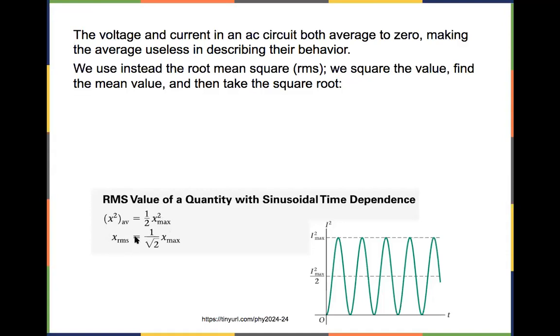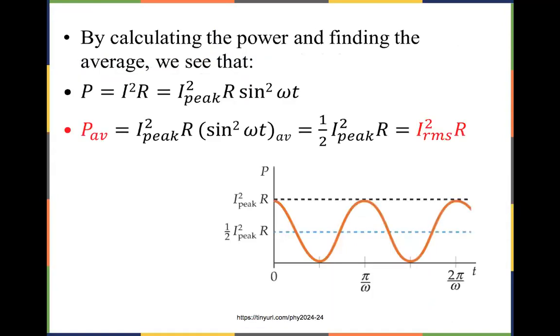Or the root mean square quantity of that is equal to the square root of this, okay? So that should be equal to 1 divided by square root 2 times the maximum quantity, or equal to the maximum quantity divided by square root of 2, all right?